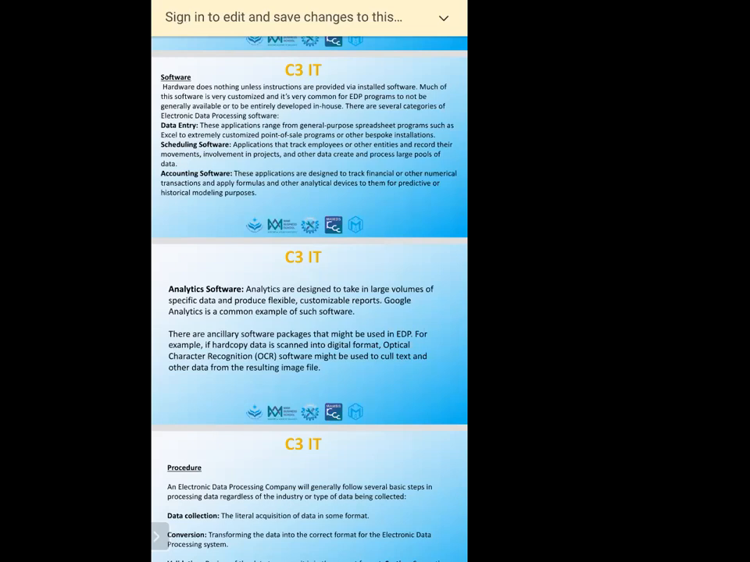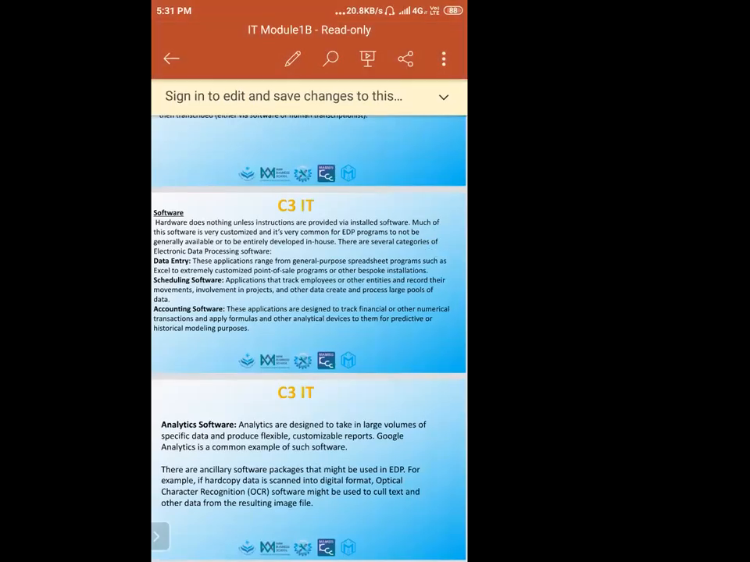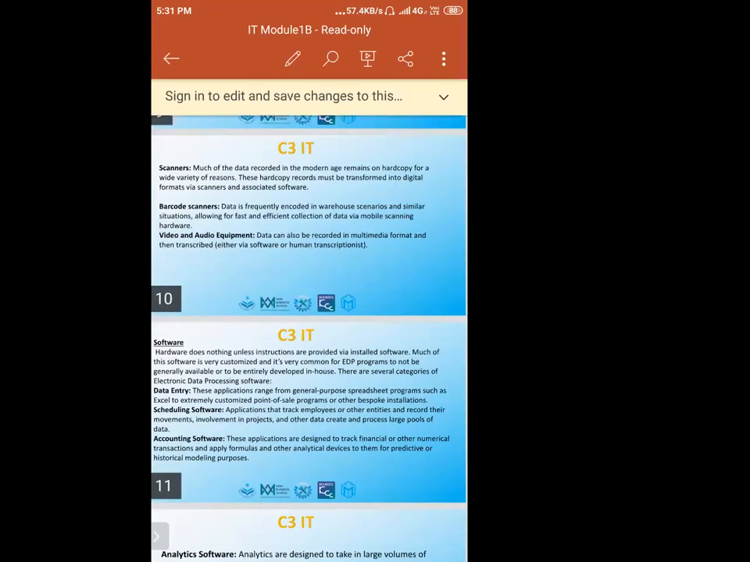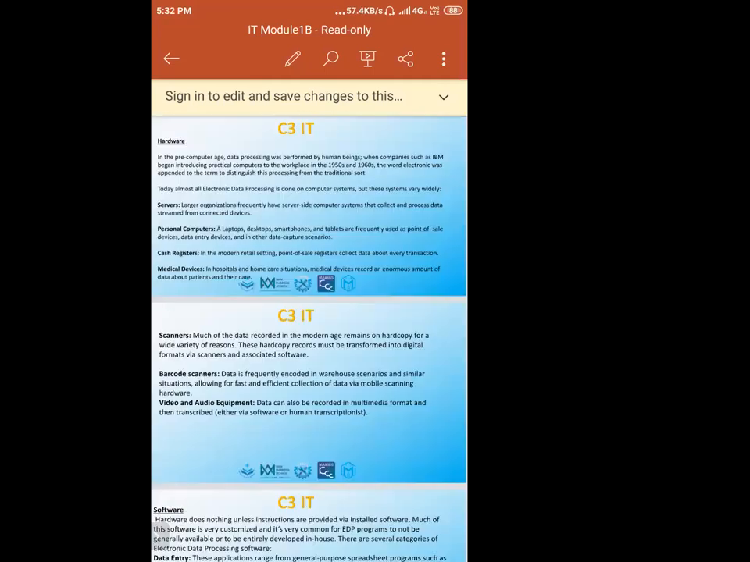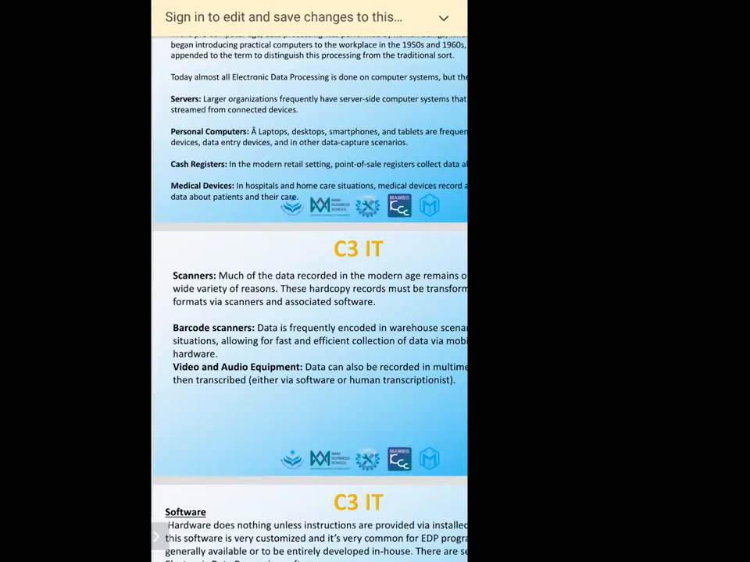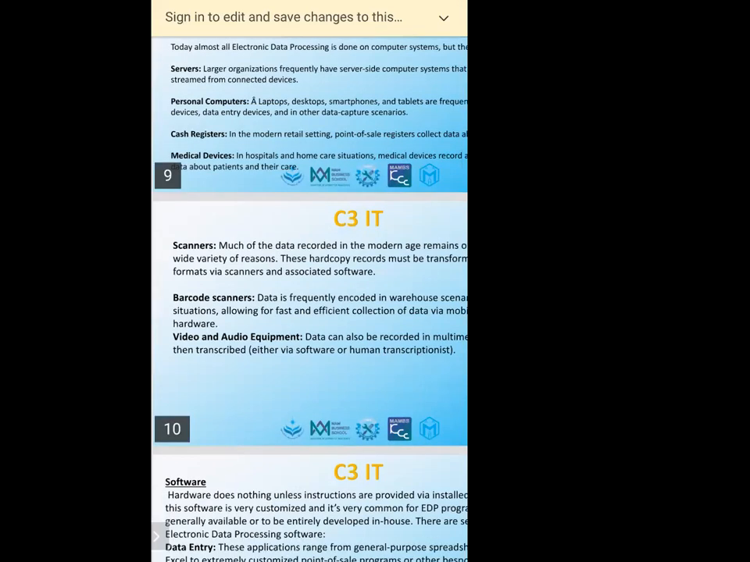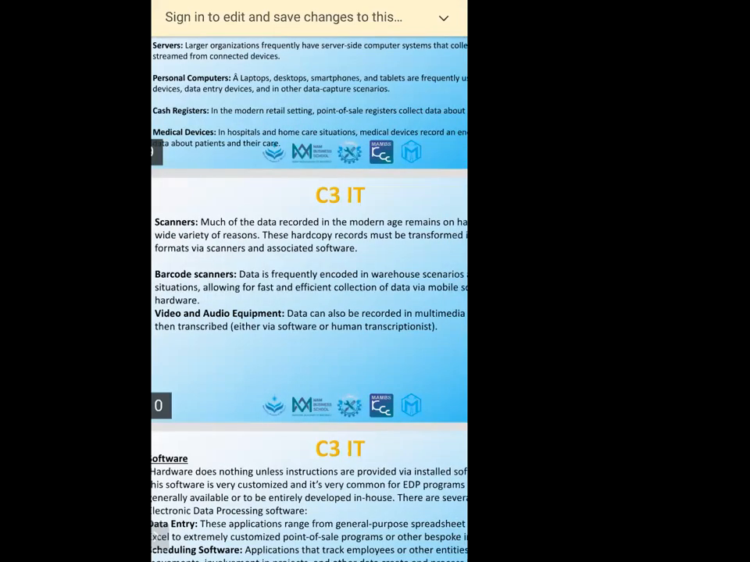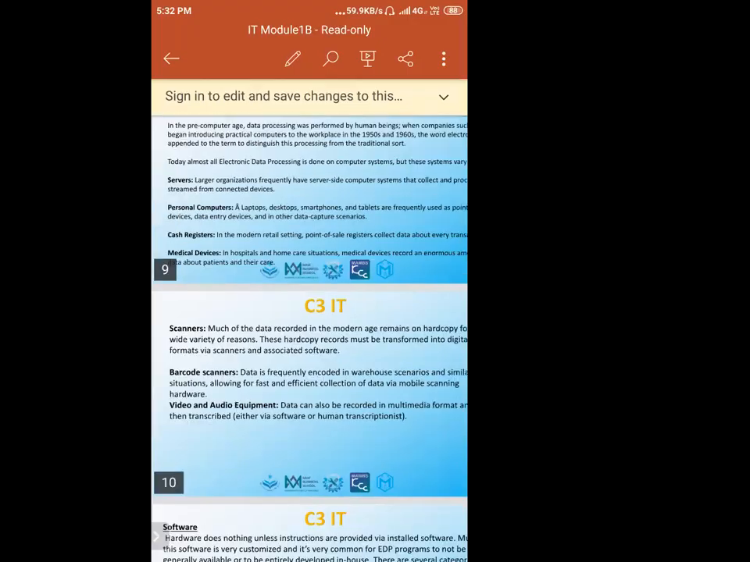So what are the software we are using for EDP? And what is the hardware we are using for EDP? Servers, personal computers, cash registers, medical devices, scanners, barcode scanners, and video and audio equipment. So these are the hardware used for EDP.